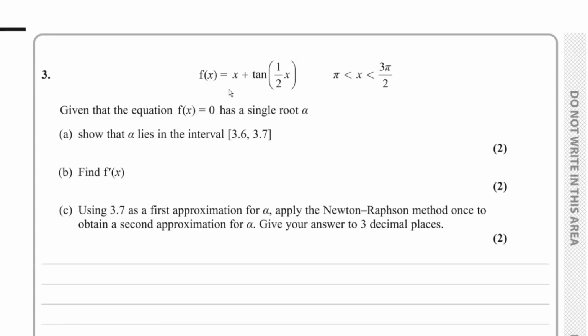Question number 3. f of x is equal to x plus the tan of 1/2 x, where x is in between pi and 3 pi over 2. Given that the equation f of x equals 0 has a single root alpha, part A, show that alpha lies in the interval 3.6 to 3.7.